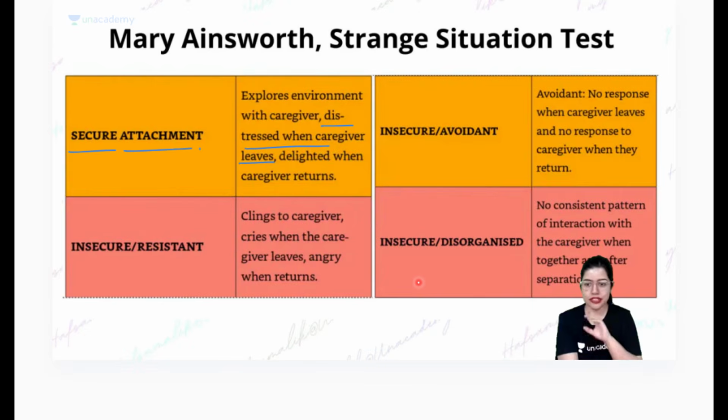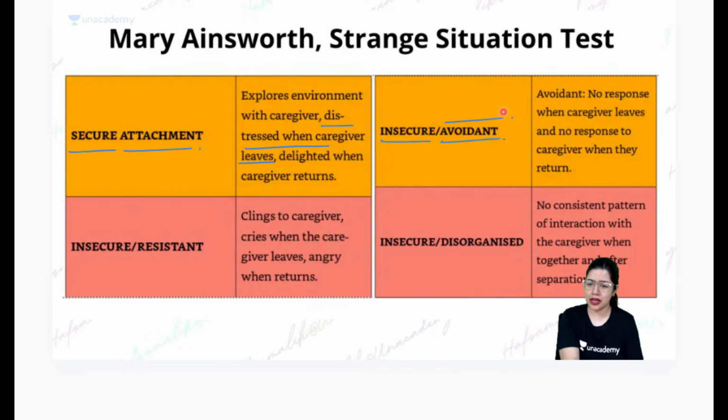Now, what happens if secure attachments have not been established? अगर secure attachment नहीं है तो फिर कैसा behavior होगा? One is insecure avoidant. What by avoidant? Literal meaning मुझे बताओ अब avoidant का मतलब क्या है? Avoidant का मतलब क्या होता है? आप बताइए. Literal meaning of avoidant. Somebody that avoids, somebody that is indifferent.